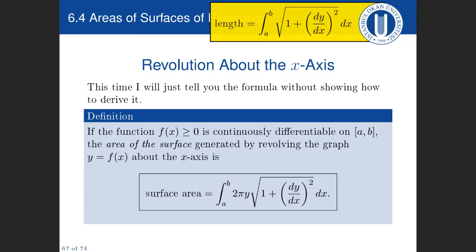And I've left the length formula at the top in the yellow box because they're almost the same. The only difference is that for surface area, we have an extra 2 pi y, which is the circumference of a circle of radius y.